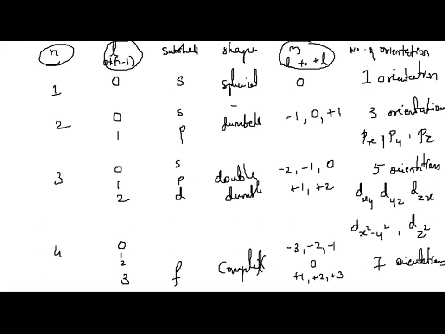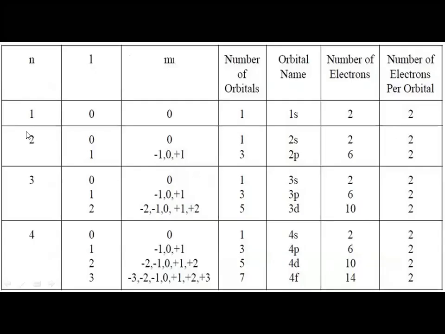Correct? So let us see here the same thing that I have shown. Here extra information is given. Number of orbitals: 1, here 3. Orientations: 1, here 3, here 5, and here 7. Orbital name: this is 1s. Second shell, 2s and 2p. Similarly third shell 3s, 3p, 3d. Fourth shell 4s, 4p, 4d, 4f.